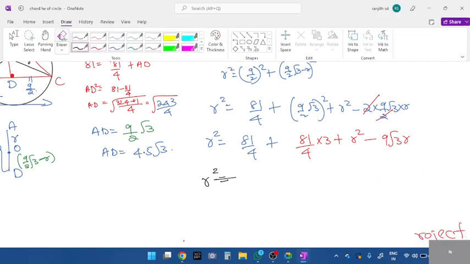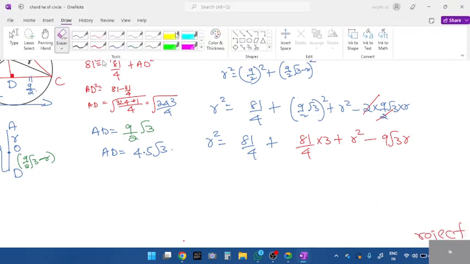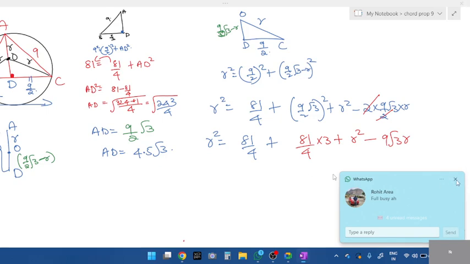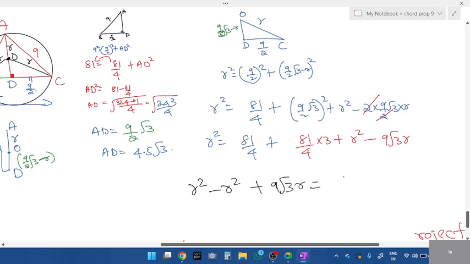Shift all the values towards one side, variables towards one side. R square minus R square plus 9 root 3R is equals to 81 by 4 plus 243 by 4, a 3 is a 24.